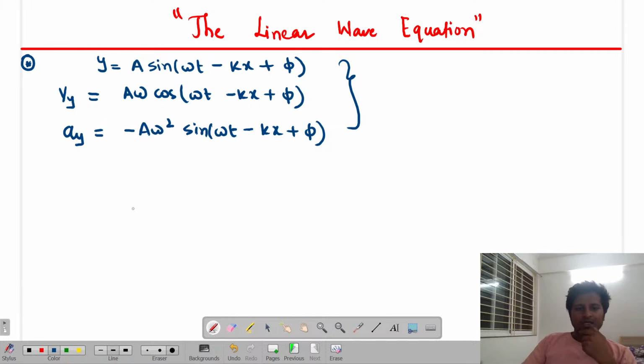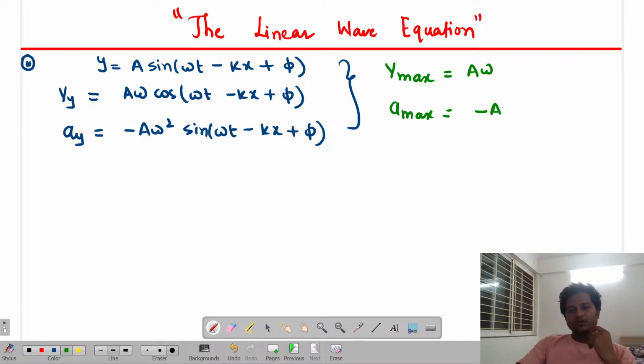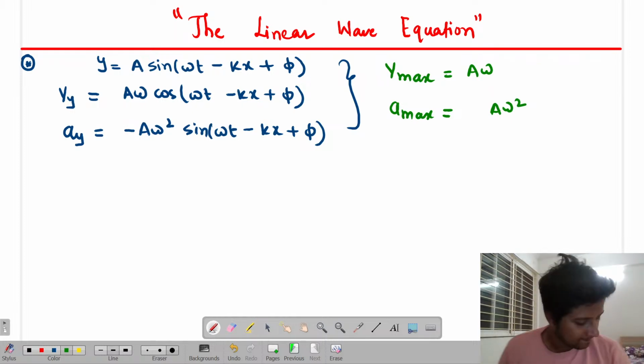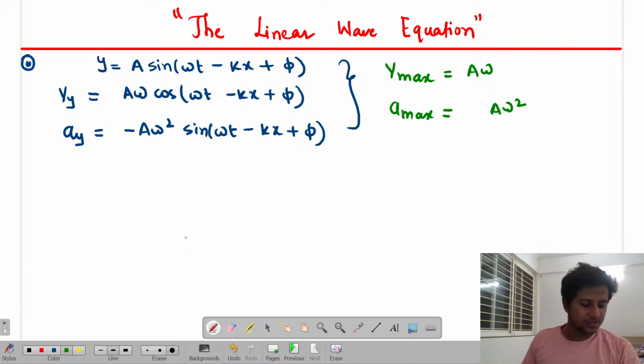ठीक है ना? अच्छा, if I look for V max, then maximum velocity is A omega. Similarly, if I look for maximum acceleration, that is minus A omega square. Is that clear? If I do not write negative, we can still omit this negative sign for the sake of convenience. Okay. ठीक. अब ध्यान से देखो. Now let us understand this.